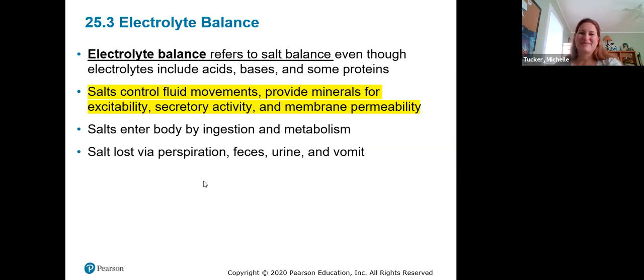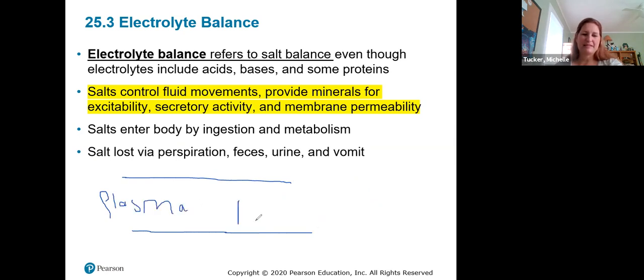Why is sodium so important? It is the major extracellular ion, so this is plasma. It is the main ion in plasma. But aren't there other things? Kind of, sort of. So the osmotic concentration in plasma is 300 millimolar. And this should look familiar because this is also the concentration in filtrate for glomerular filtration.